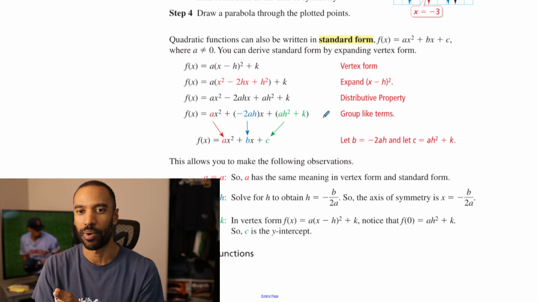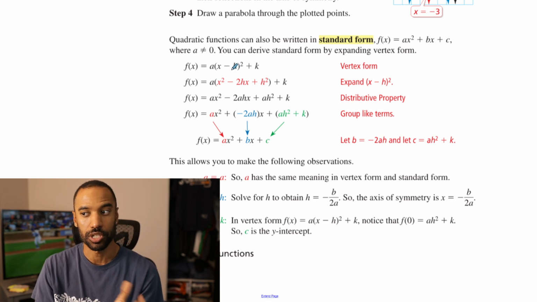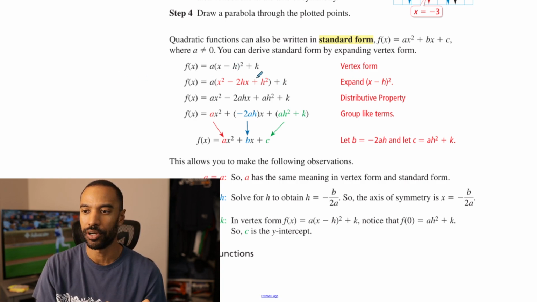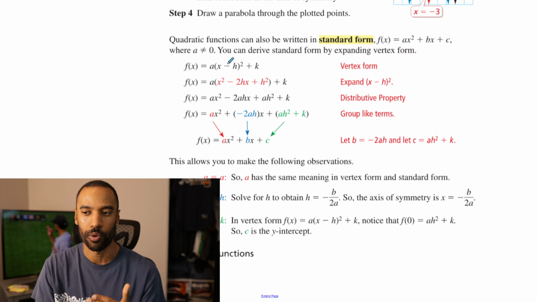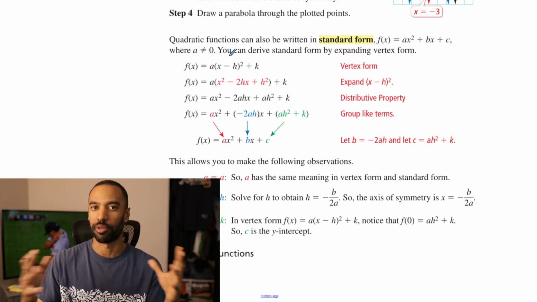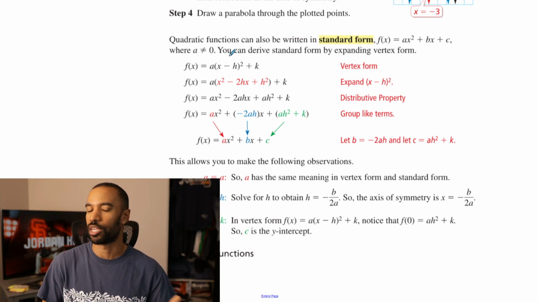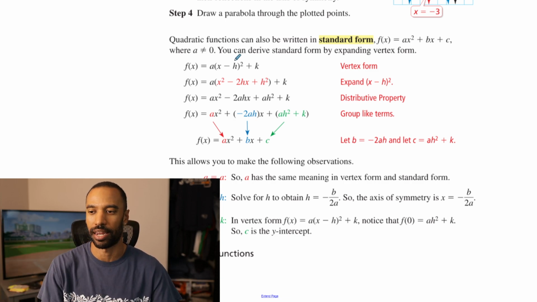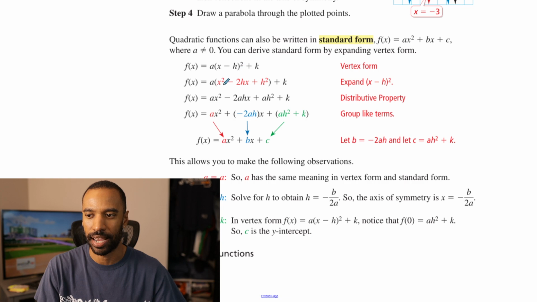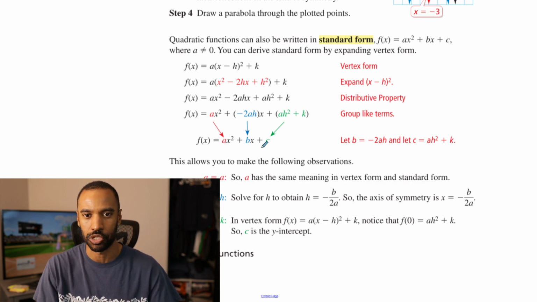Quadratic functions can also be written in standard form, ax squared plus bx plus c. This is a transformation from one to another: you can take your vertex form quadratic equation and simplify it. By simplify, it means expand, distribute, combine like terms, get rid of all parentheses. So you expand this quadratic into a perfect square trinomial, you distribute the a into these terms, and then you add the k, combining like terms, and you get these three terms here.